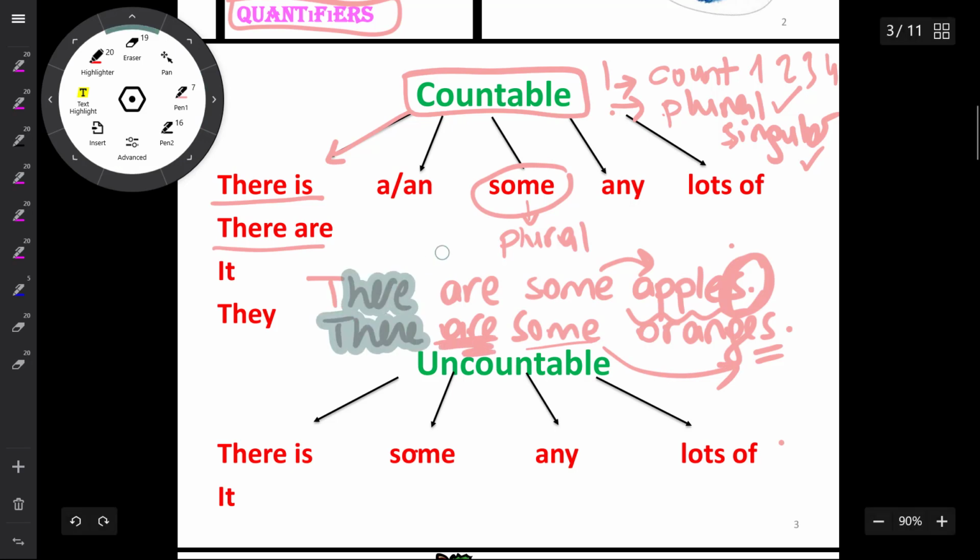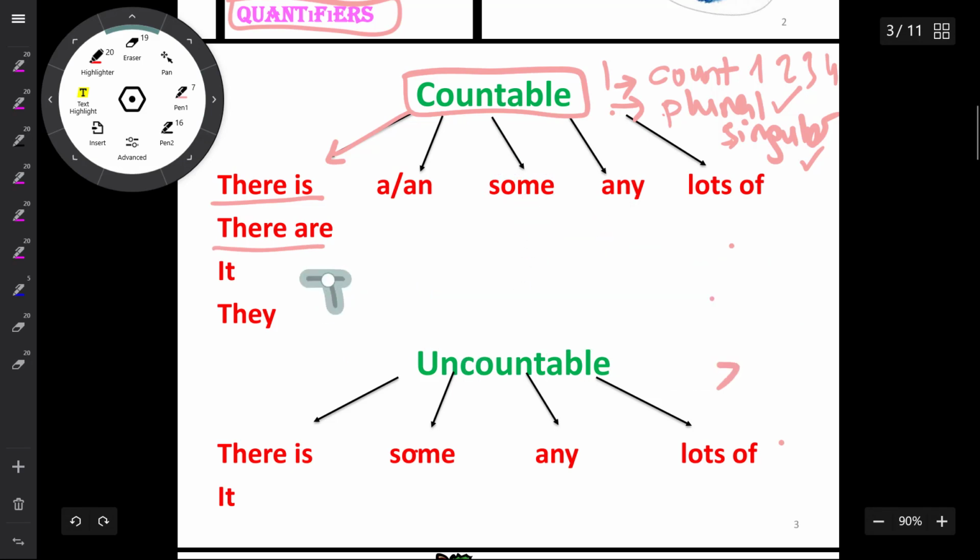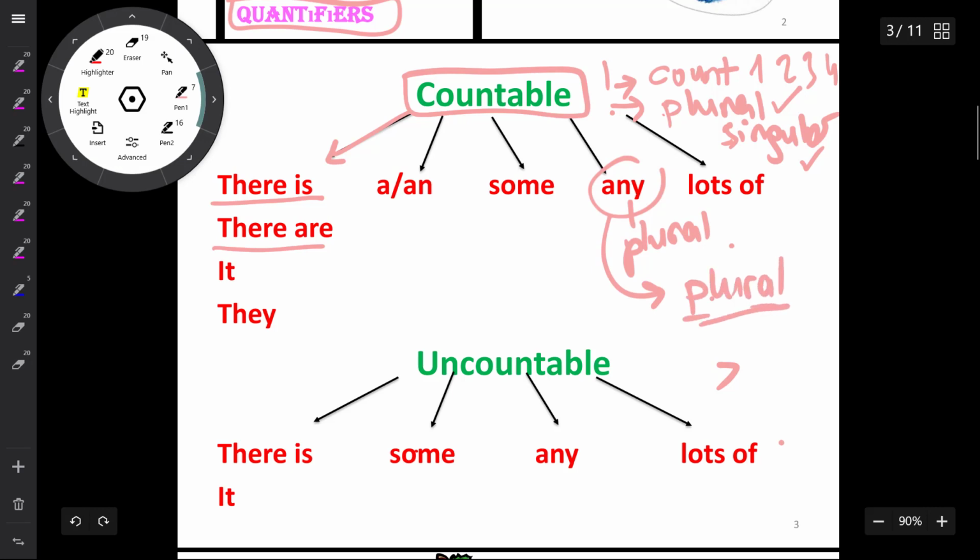What about any? Any is a little bit complicated, but it's okay, no problem. We studied any with our cards, right? When you use any in the sentence with countable nouns, it should be plural. After any, you have to use countable nouns with the plural form. Like some, like lots of. All of them plural, okay? With the countable nouns.